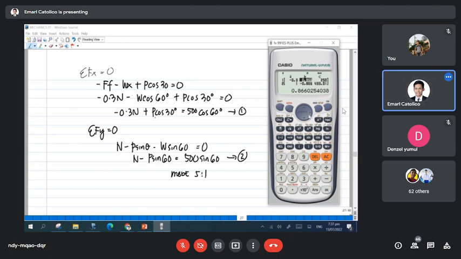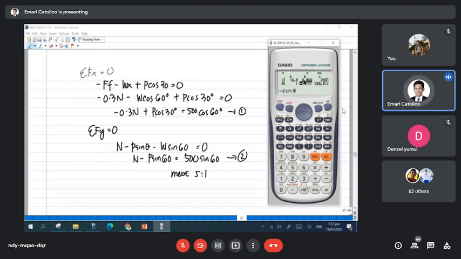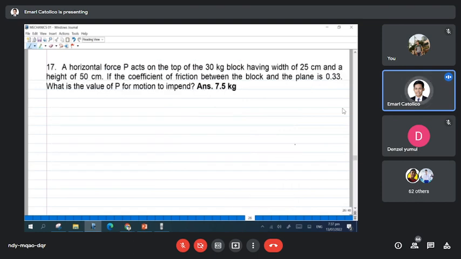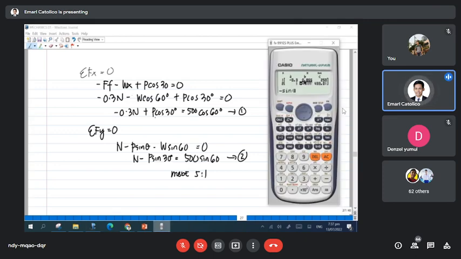Check natin kung tama input. 0.3 cos 30, ano? Okay, then 500 cos 60. Okay, tama naman. Yung pangalawa, 1 negative sine, wait lang. Ano yung angle natin? 30 pala, no? Sine 30. Kaya pala medyo malaki yung lumabas. Okay. Sine 30 is equals to 500 sine 60. Double check nyo lagi ano yung input nyo.